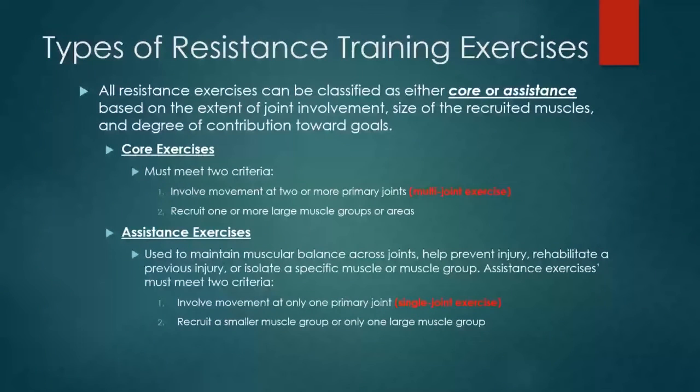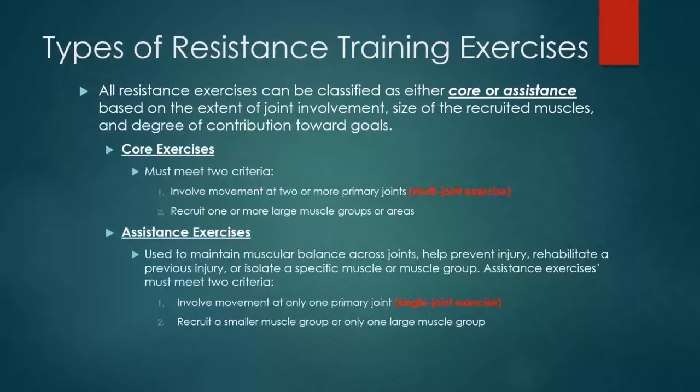So all resistance exercises can be classified as either core or assistance exercises based on the extent of joint involvement in the exercise and the size of the muscles recruited. When strength coaches talk about core exercises, we're talking about exercises that meet two criteria. One, they have to involve movement at two or more primary joints. For instance, a squat is a core exercise because I'm getting joint movement at my knees and at my hips. It's a multi-joint exercise. And the second criterion is they need to recruit one or more large muscle groups, like the glutes, the quads, the pecs, the back, the lats.